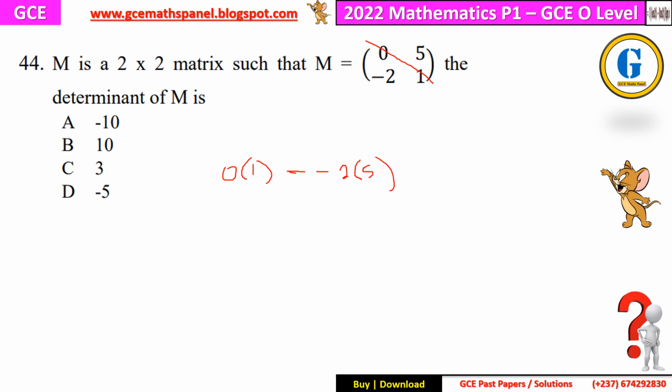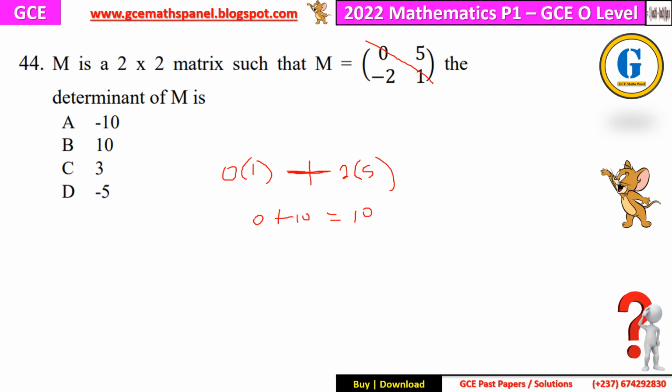There's a minus sign here before we write this minus 2, this negative 2, right? Now two negatives together not separated by any number become a positive. So this is going to give us 0 times 1, 0 plus 10. What's 0 plus 10? 10, right? So the determinant of this matrix is 10.